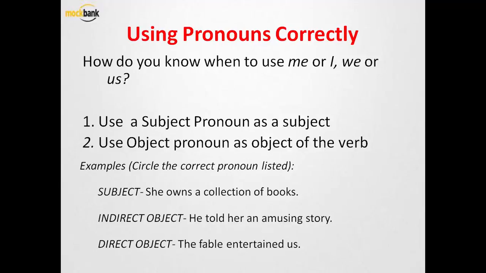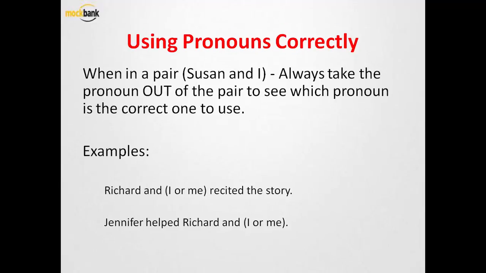There is a big confusion among students about when to use me or I, or when to use we or us. So I'll tell you a small trick for this. Use a subject pronoun as a subject and use an object pronoun as an object of the word. Examples could be, she owns a collection of books. He told her an amusing story, the fable entertained us. There's a small exercise. Please circle the correct pronoun listed over here. Remember a couple of rules over here.